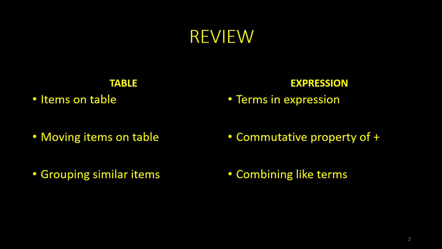We had a table and we had items on the table like chilies and corn and tomatoes. And those items on the table were similar to terms in an expression. On the table, we could move items around. The same thing in a mathematical expression. We can move items around, and that's called the commutative property of addition. Remember, commute means to move.